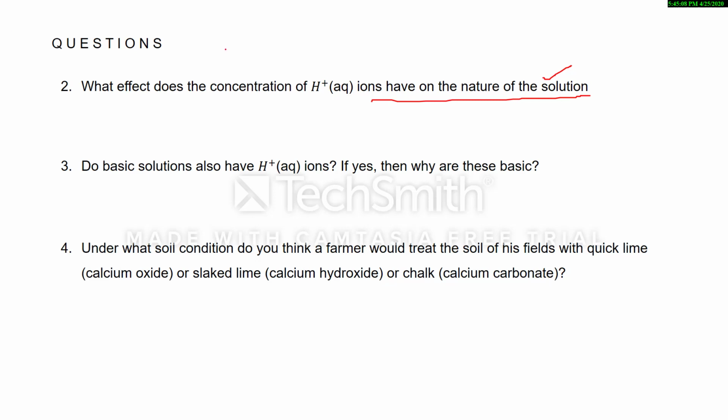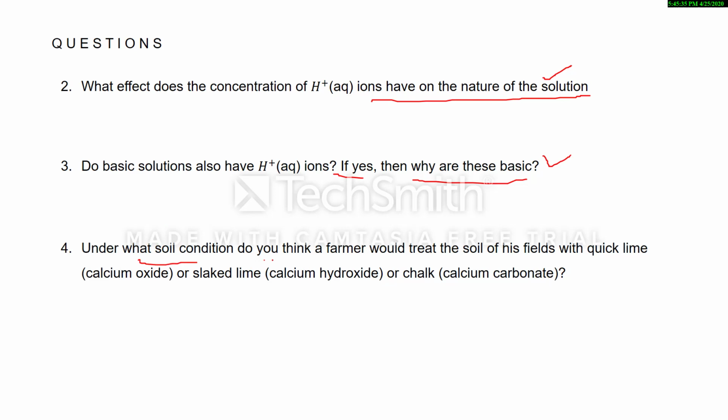Do basic solutions also have H plus ions? If yes, then why are they basic? We already discussed that any solution, whether acidic, basic, or neutral, always has H plus as well as OH minus ions. Only their relative strength decides whether the solution will be acidic, basic, or neutral. I think you can write its answer.